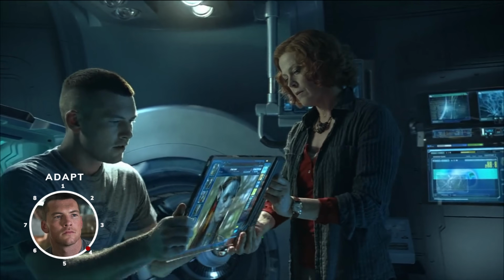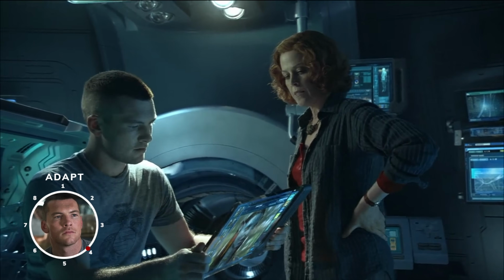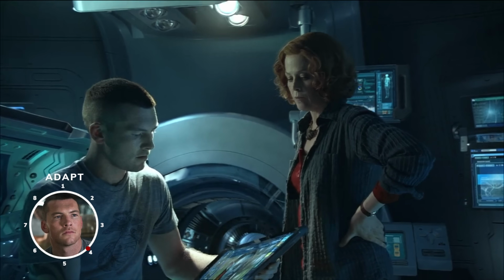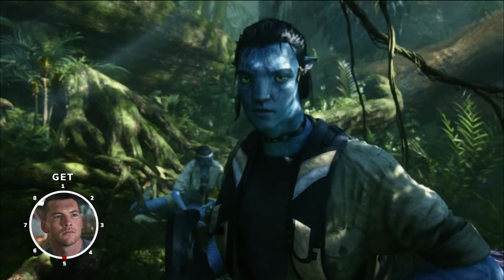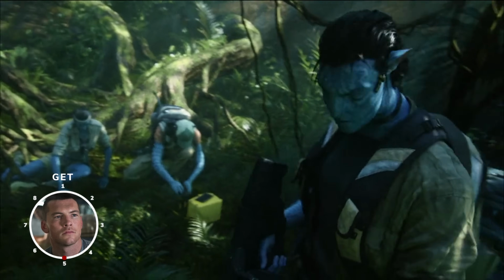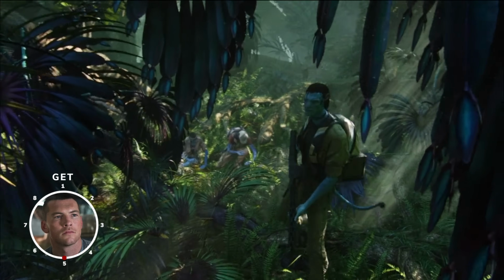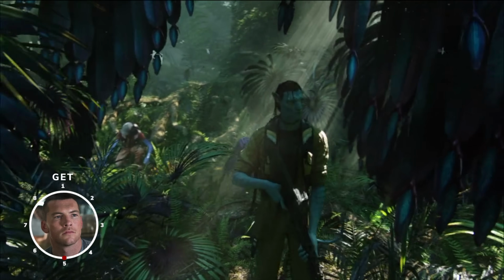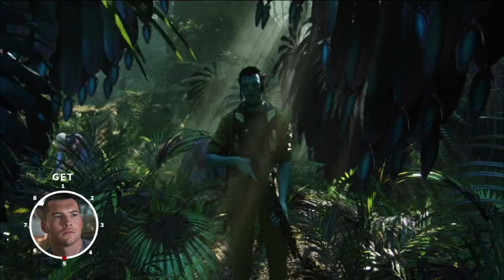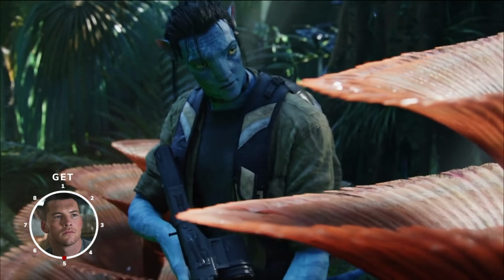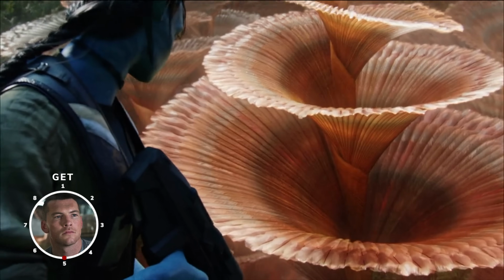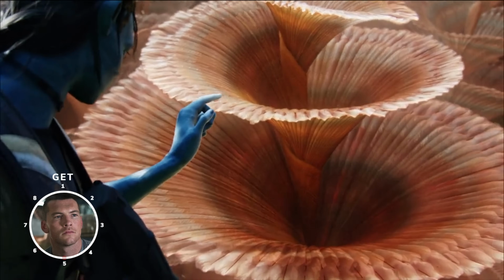So when Jake enters work with Dr. Augustine, his goal is to help Quaritch and Parker get more unobtainium. Here he finally gets his opportunity to explore Pandora in his new avatar. Pandora is a beautiful planet with a jungle full of life. He's awestruck by what he sees, and his Na'vi body seems weirdly connected with the world around him.